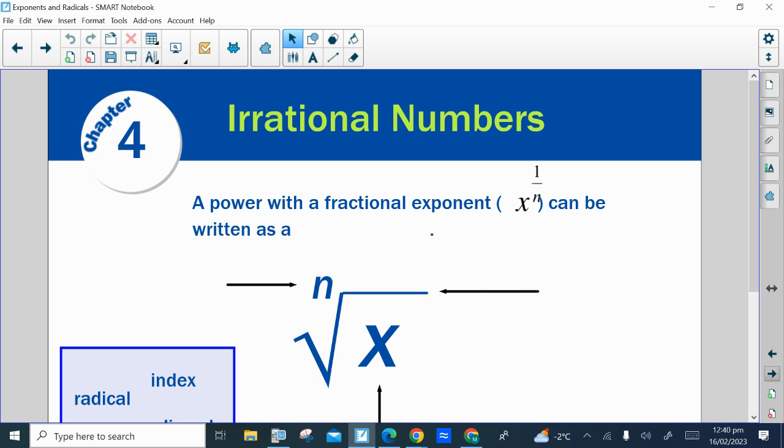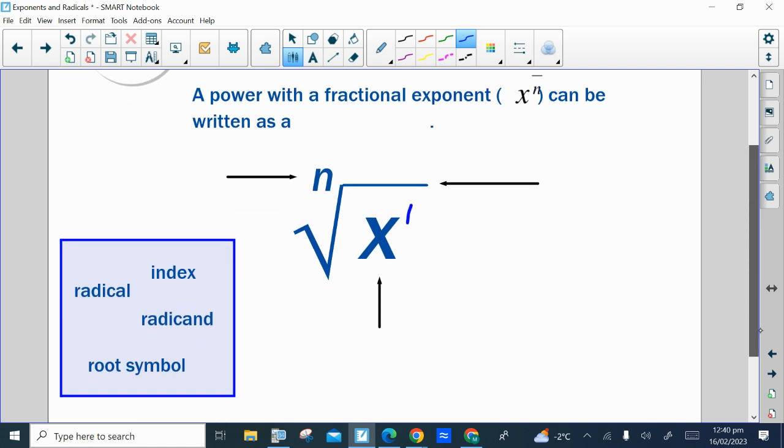So on the next page, we have seen that a power with a fractional exponent like x to the 1 over n can be written as a radical or an irrational number. Remember, when you have an exponent that's a fraction, the bottom number tells you what root it is, so that would be n. The top number tells you what power it's raised to. So that's why it's the nth root of x. And we can put the power 1 in there. It's not required, but if you do, it doesn't change what it means, because it is x to the 1 over n.